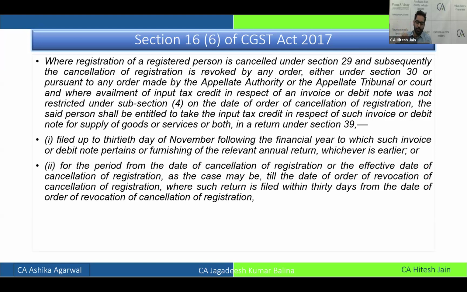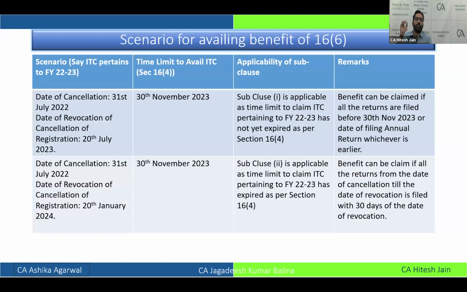Now, let us understand with the help of an example to gain better clarity on the scenario quoted in 16(6). I have considered in this example that the ITC pertains to the financial year 22-23. Now, if ITC pertains to the financial year 22-23, then as per the provisions of Section 16(4), the time limit to claim such ITC will be 30th November 2023. In the first scenario, I have considered a case whereby my date of cancellation is 31st July 2022 and my date of revocation of cancellation of registration is 20th July 2023.